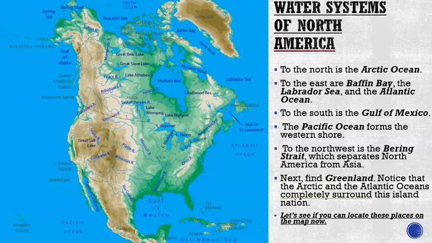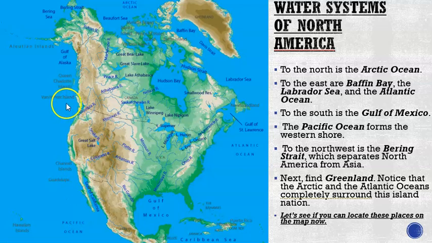We're going to discuss now the water systems of North America. To the north, at the very top here, you're going to see the Arctic Ocean. To the east are Baffin Bay, the Labrador Sea, and of course the Atlantic Ocean. To the south is the Gulf of Mexico, and the Pacific Ocean forms the western shore. So the Pacific Ocean is over here on the west side of the United States and North America.